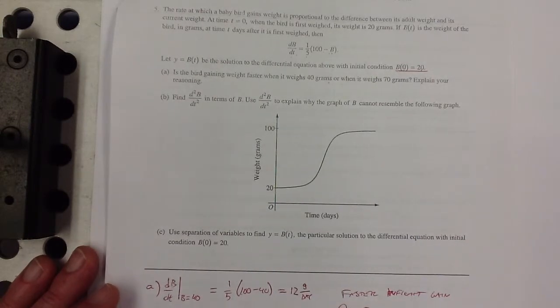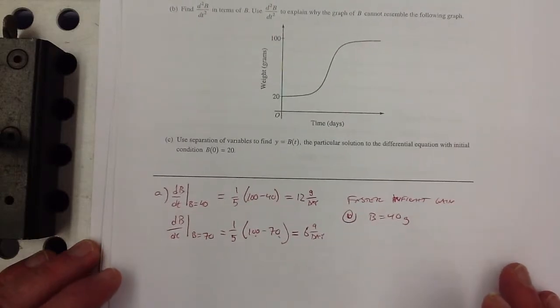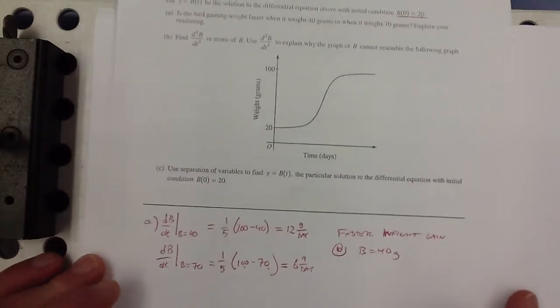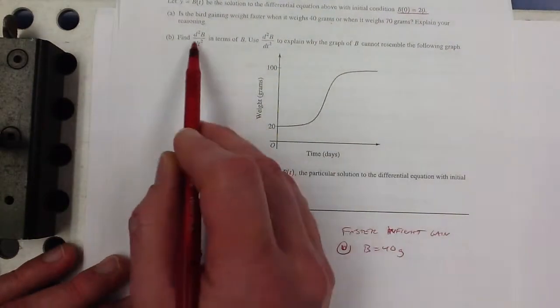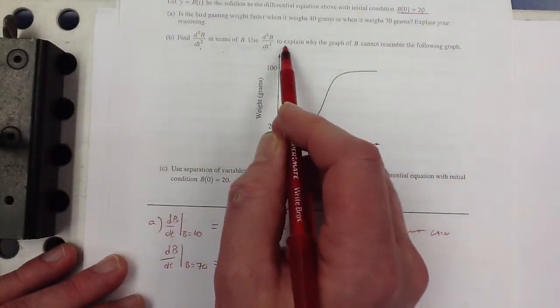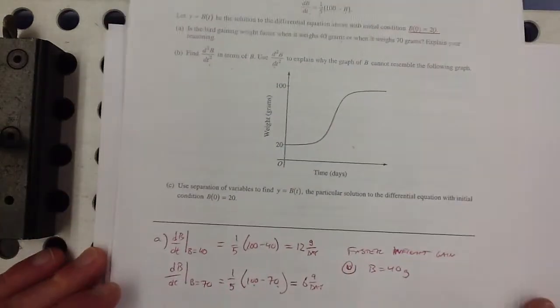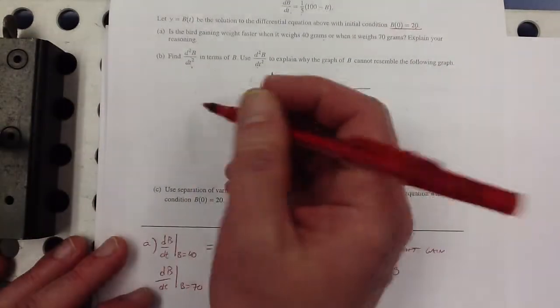All right, part B. Oops, sorry, could you see any of that? Sorry about that. Maybe I'll do B up here so you can see. Find the second derivative in terms of B, and use the second derivative to explain why the graph of B cannot resemble the following graph. All right, let's see what that looks like.